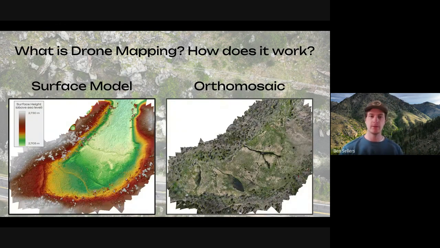So here's an example of what those layers look like. You get a surface model, which is an elevation model of the site, or an elevation map of the site. Think of it very similar to LiDAR, although it doesn't have the same vegetation penetration abilities. It's just mapping the surface. And then the orthomosaic is a very high resolution vertical top-down view of the site. So both of these products are spatially referenced and can be dragged and dropped into GIS and used as a baseline for measurements and monitoring.